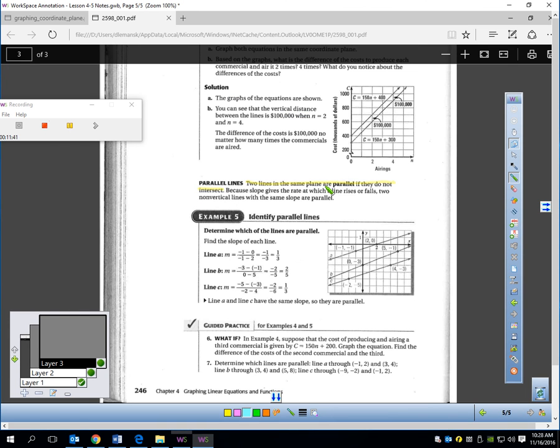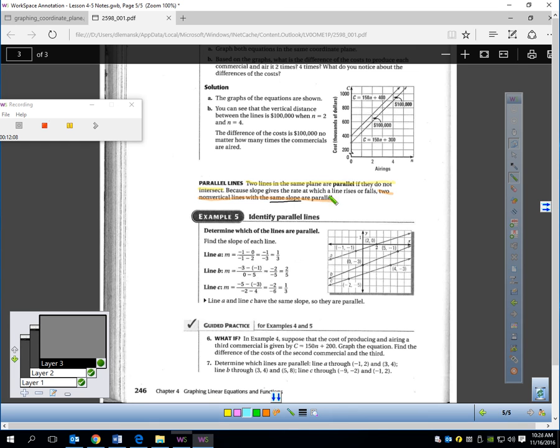Okay. Let's talk about parallel lines, and I definitely want you to get this in your notes. Two lines in the same plane are parallel if they do not intersect. That means if they do not touch. So if you have two lines on a sheet of paper, if they do not intersect, they must be parallel. Now, that's important, but the next statement is even more important for our arithmetic.